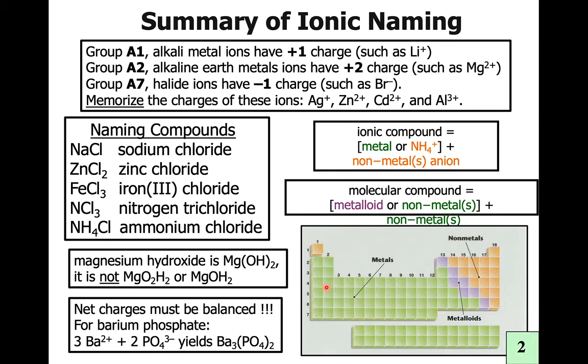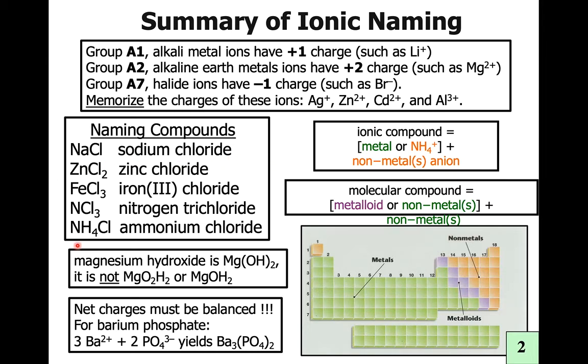All right, and here we'll summarize all those things. So for group A1, the alkali metal ions, they all have a +1 charge, such as lithium+. Group A2, the alkaline earth metals, have a 2+, such as magnesium 2+. Group A7 have -1, as in bromide, Br-. And then these are constant, and you need to know these or write these down. Silver has a +1, zinc and cadmium have +2, and aluminum is always +3.